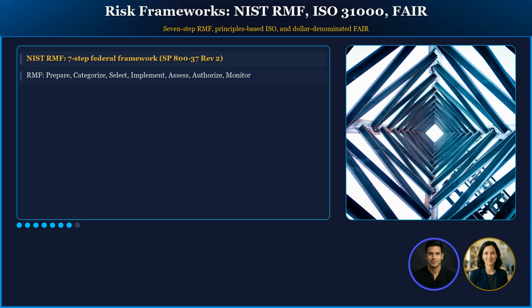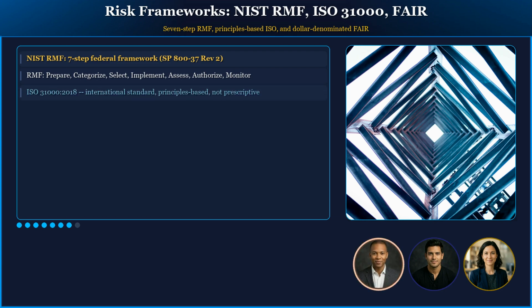NIST Risk Management Framework is the one you need to know most deeply for the exam if you are targeting any federal or government work. It is defined in NIST SP 800-37 Revision 2. The 7 steps are prepare, categorize, select, implement, assess, authorize, and monitor, in that order, and the order matters.